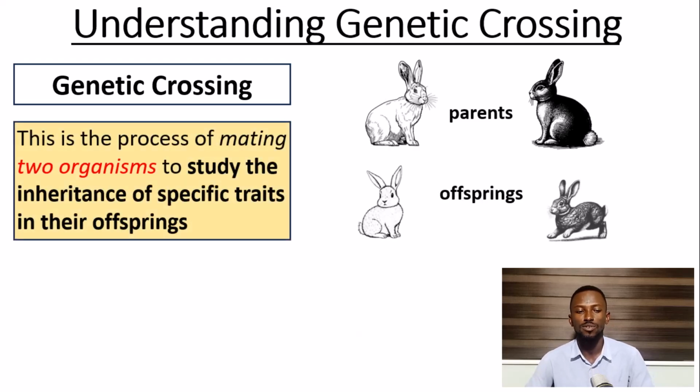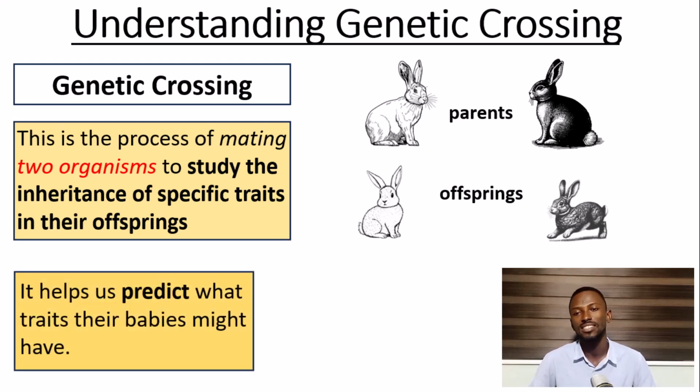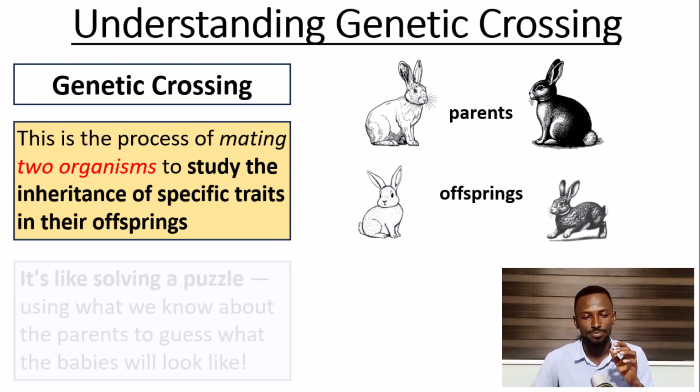So when we talk about genetic crossing, it's basically mating two organisms to study their traits. So you mate organism A and B of the same species, and then you are observing how specific traits of those organisms are passed on to their offspring. That is genetic crossing. And genetic crossing helps us to predict what the traits of their babies might have. So you cross rabbit A, that is white, and rabbit B, that is black. So you are observing to see the offspring. Are they going to be white or black? So that is what genetic crossing is.